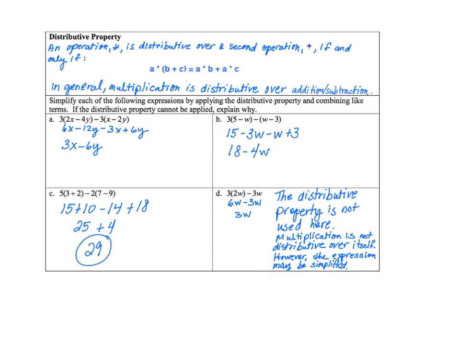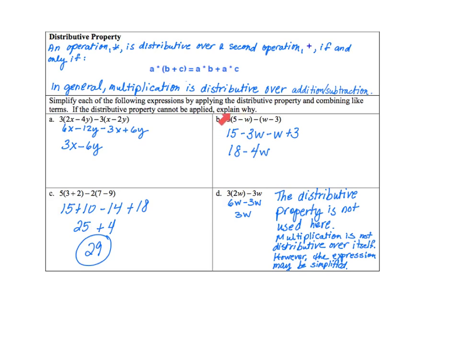So here are my solutions. Part A, I distributed the 3 over the 2x minus 4, and here, remember, you have to also distribute the negative. So I have a negative 3x and then plus 6y. I combined like terms.